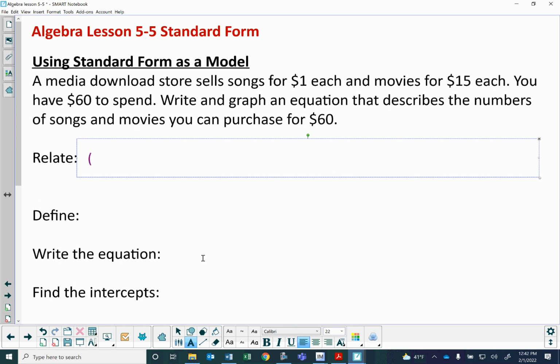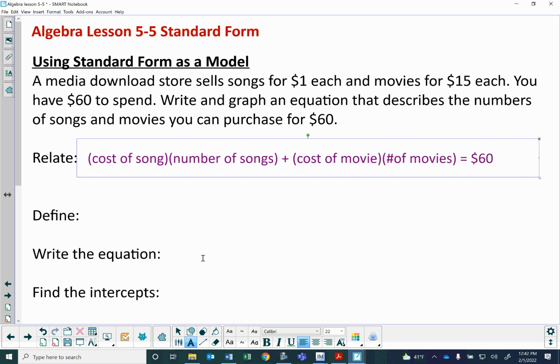This would end up to be the cost of your song, okay? Because we have to figure this out. In standard form, the cost of my songs times the number of songs, plus the cost of a movie times the number of movies, and I'm going to abbreviate that, should equal a total of $60.